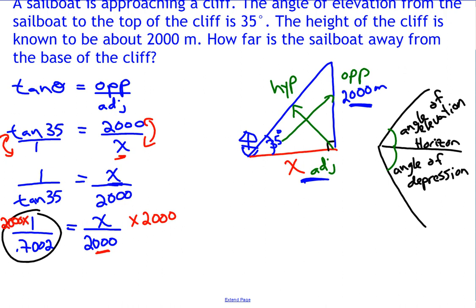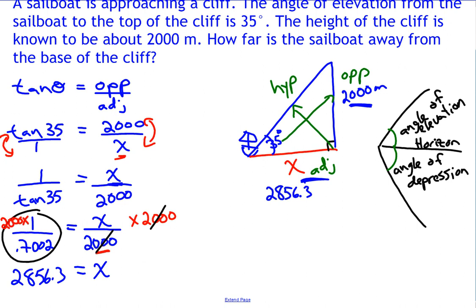So we can go to our calculators. Well, 2,000 divided by 2,000 is 1. You don't need a calculator for that. So we're left with x on the right. And now we can go to our calculators and do 2,000 times 1 divided by 0.7002. And we should get 2,856.3. So that means that the distance of the sailboat to the cliff is 2,856.3 meters.